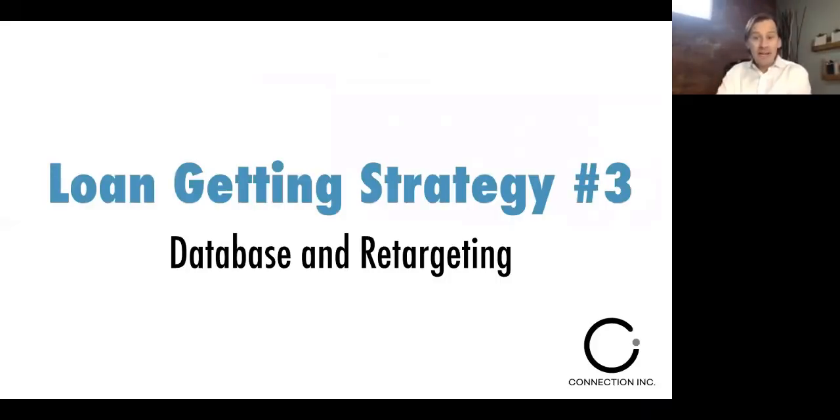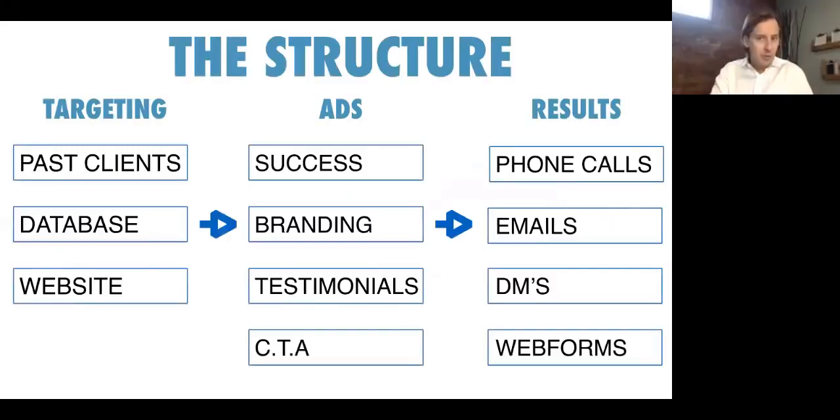So lead getting strategy number three, this is database and retargeting. I'll go through this reasonably quickly because I know we've got the five tips that I really want to give you here. This targeting goes out to your past customers. You upload those as a custom audience to Facebook. Your database, just like your warm network, goes in as a custom audience on Facebook. Then you place a Facebook pixel on your website, so that anybody that visits your website then starts seeing your ad on Facebook.